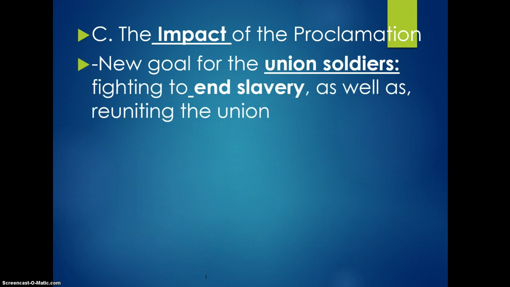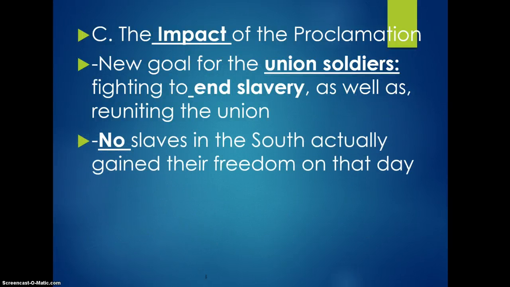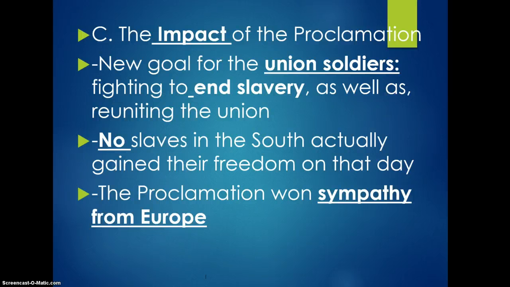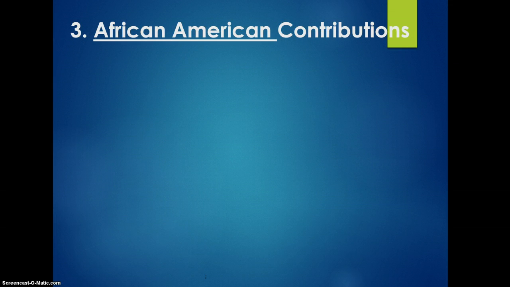What was its impact? Well, first it changed the goal for the soldiers from fighting for the Union, to reunite the Union, to ending slavery. When in actuality, the impact in the South was minimal. No slaves in the South actually gained their freedom on that particular day. The proclamation, if you'll circle this again in your notes, actually won sympathy from Europe. This is important. Europe was supporting the South with supplies and money and trade, and now this is going to come to a halt. And so the Confederates take a major blow after the Emancipation Proclamation.